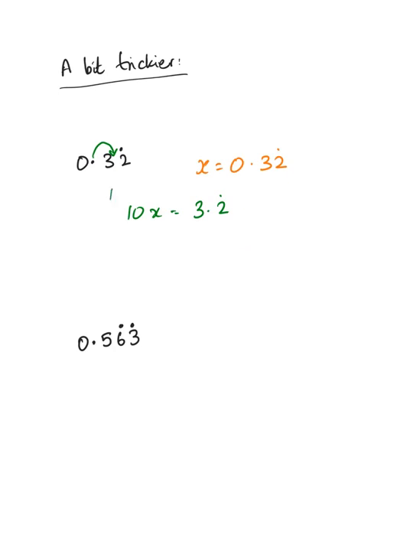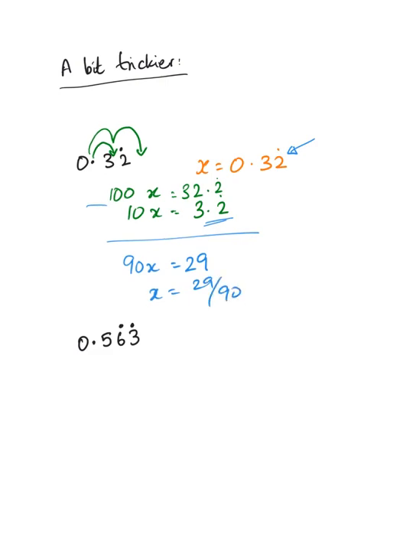So what I have to do is also times by 100. So if I times by 100, I'll still get the 0.2 recurring afterwards. I'll just have 32.2 recurring instead. Now I've only got the 0.2 recurring after the decimal point. I can do my subtraction. 100x take away 10x is 90x. 32 take away 3 is 29. And the 0.2s disappear because I've got 0.2 recurring take away 0.2 recurring. And that's why I couldn't use the 0.32 recurring straight away. So now I have x is 29 over 90.